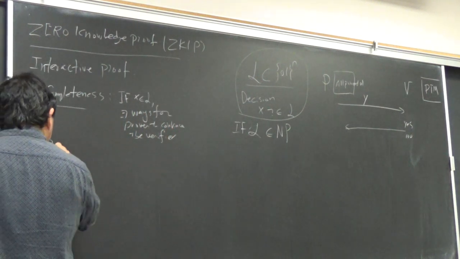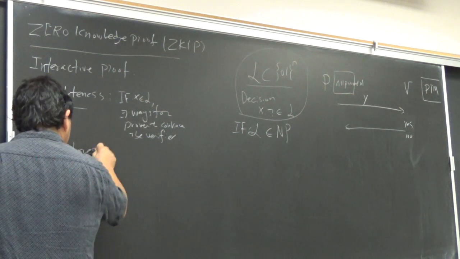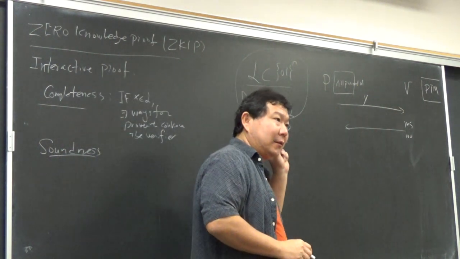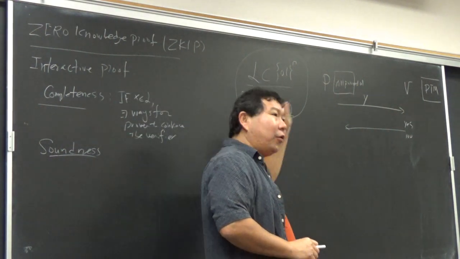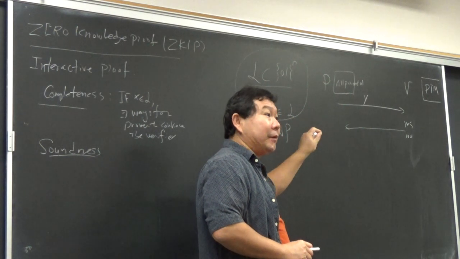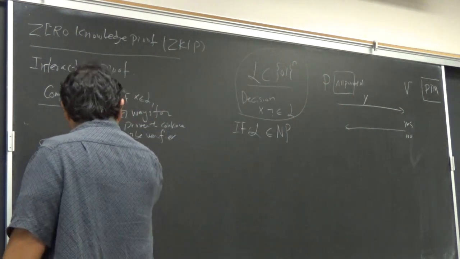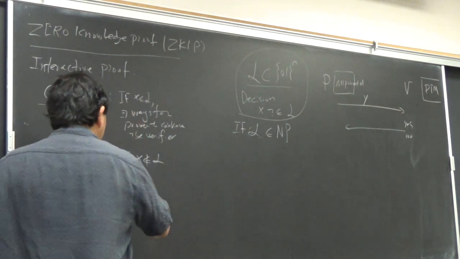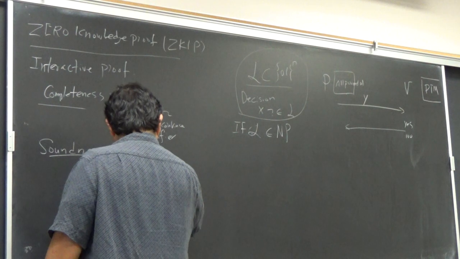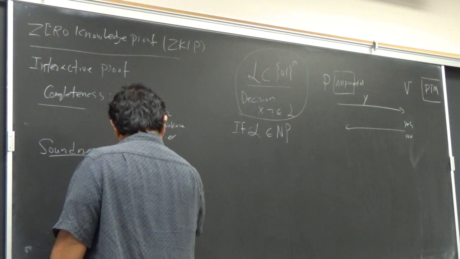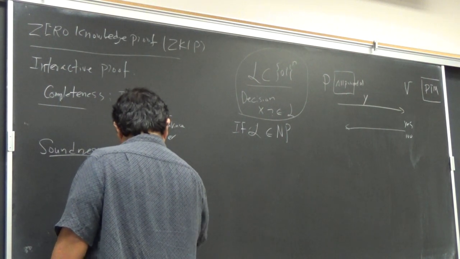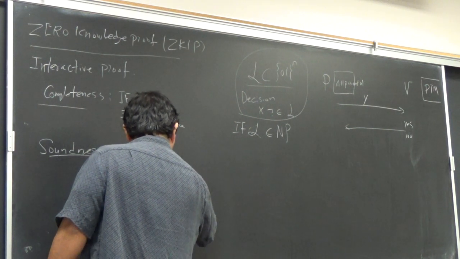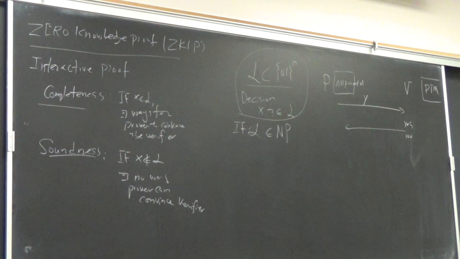And the soundness states that if X is not in the language, in the traditional sense, there's no way a prover can get the verifier to say yes. Right? So that's the part of soundness. If X is not in the language, there's no way the prover can convince the verifier. Right. So this is our traditional way of NP.